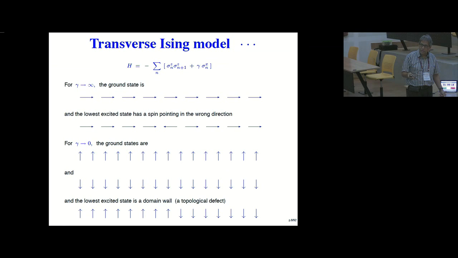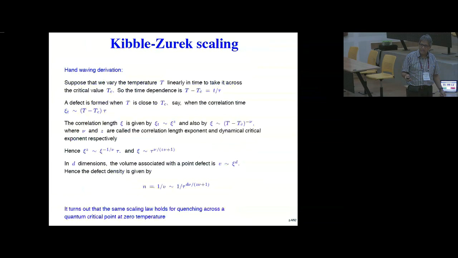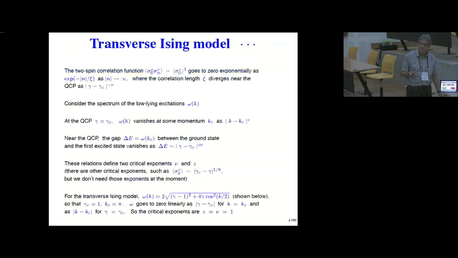Okay, so before I go on, remember z is 1 and nu is 1. So the Kibble-Zurek formula here, and d is 1, this is a one-dimensional model, so it will give you 1 over square root of tau. Okay, so let's go on.